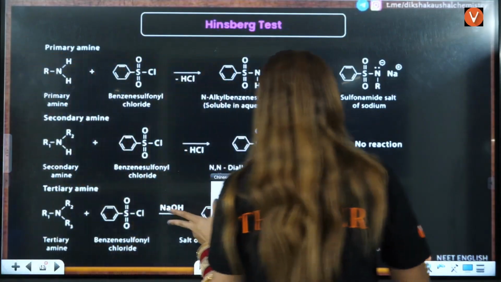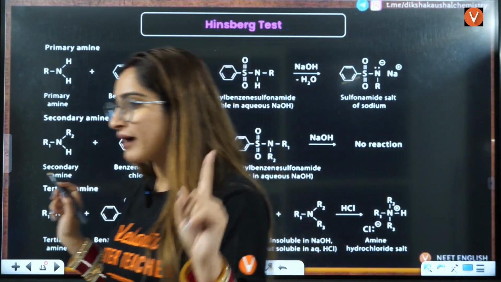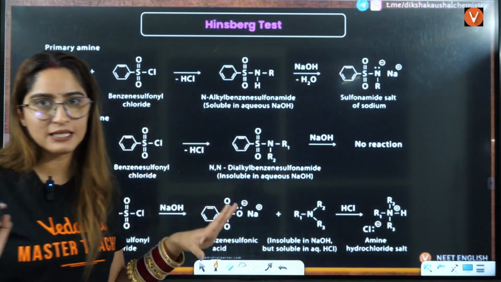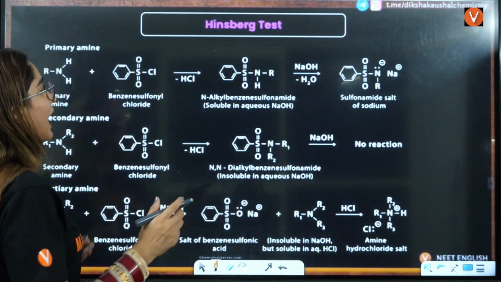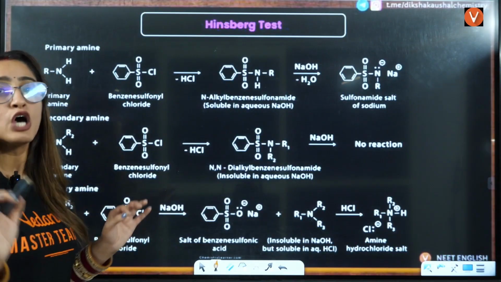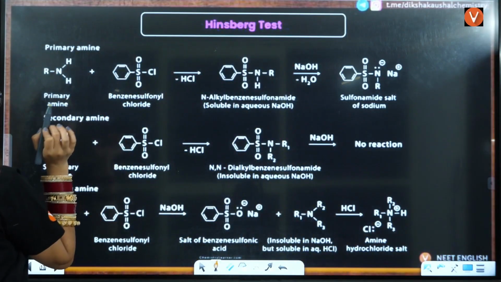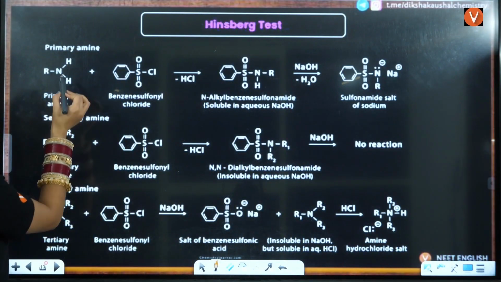Next is the Hinsberg test, like we did for 1 degree, 2 degree, 3 degree alcohols. This is for 1 degree, 2 degree, 3 degree amines, right? So in this case, this is the Hinsberg reagent, that is benzene sulfonyl chloride. So in this case, what will happen? Directly what we will do, this is basically primary. So what will happen?